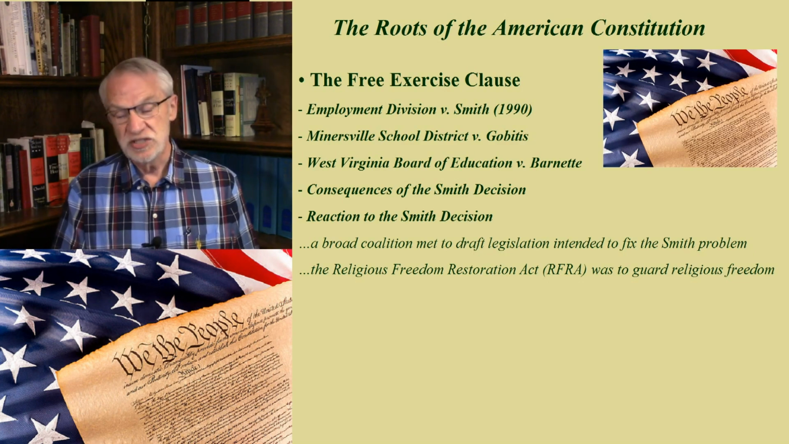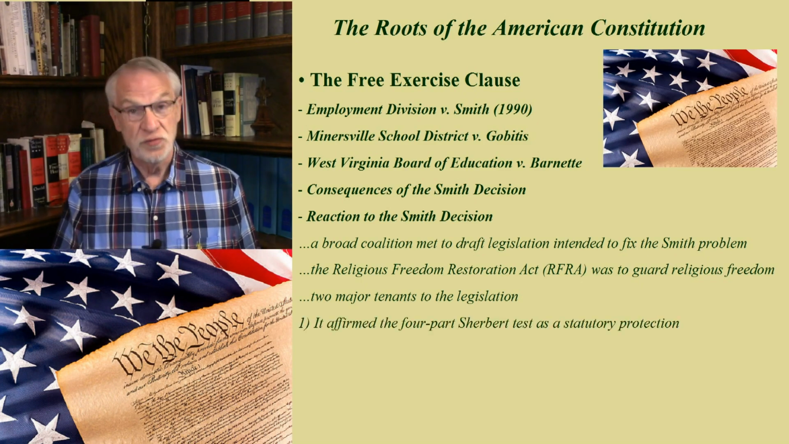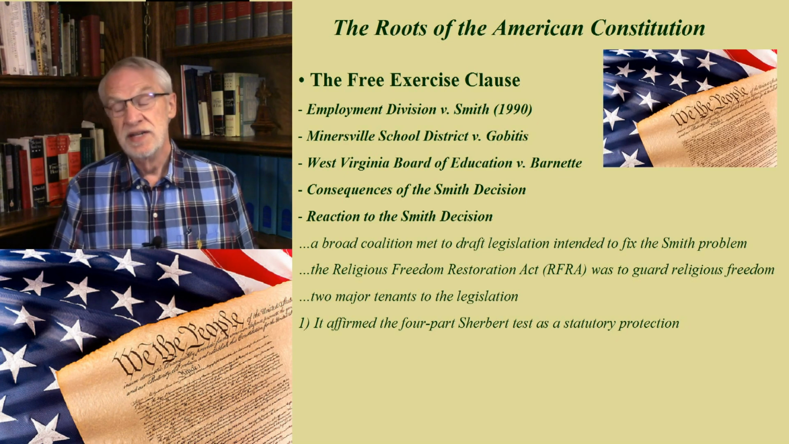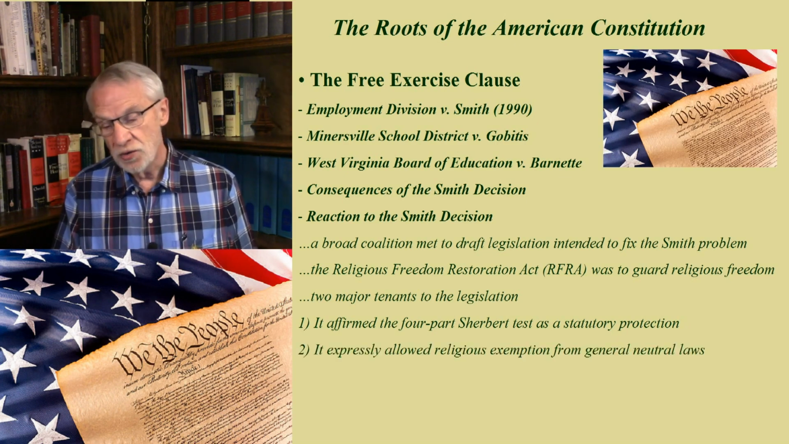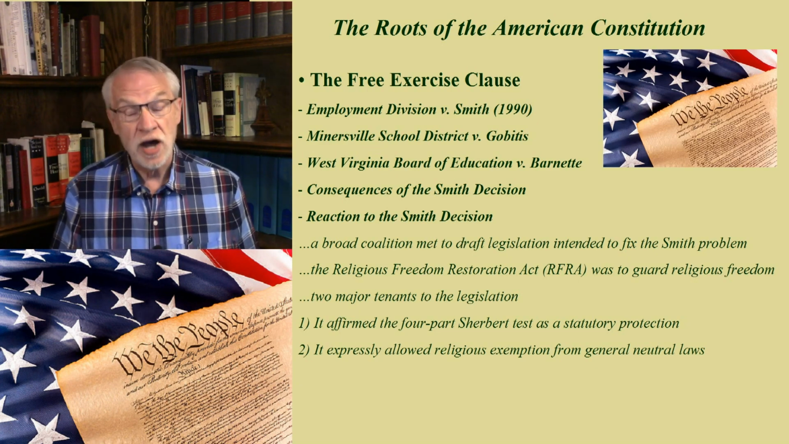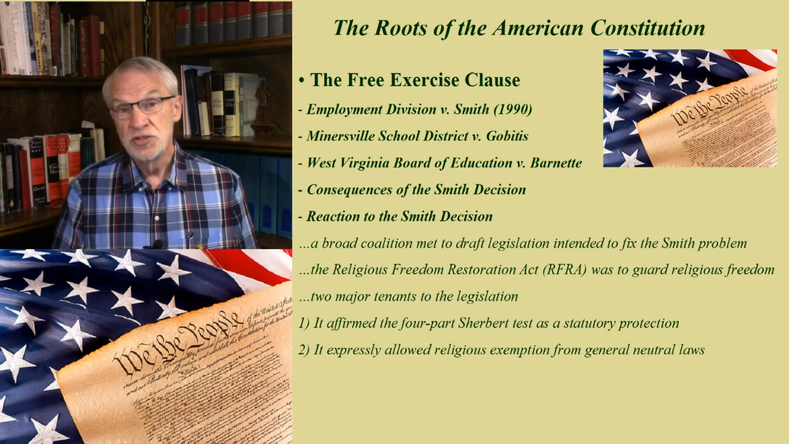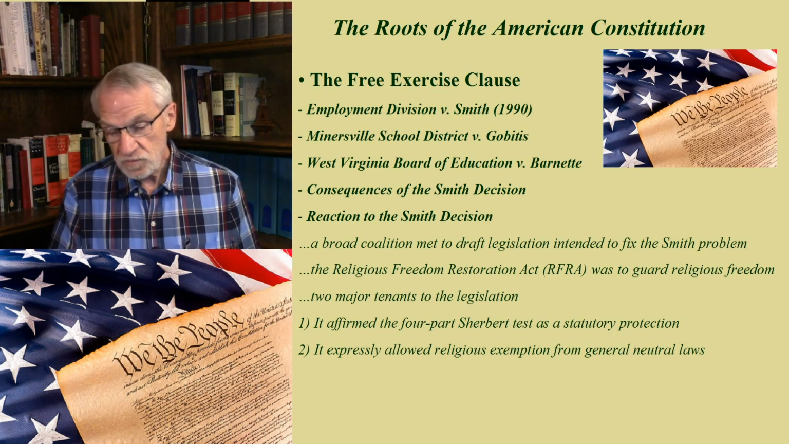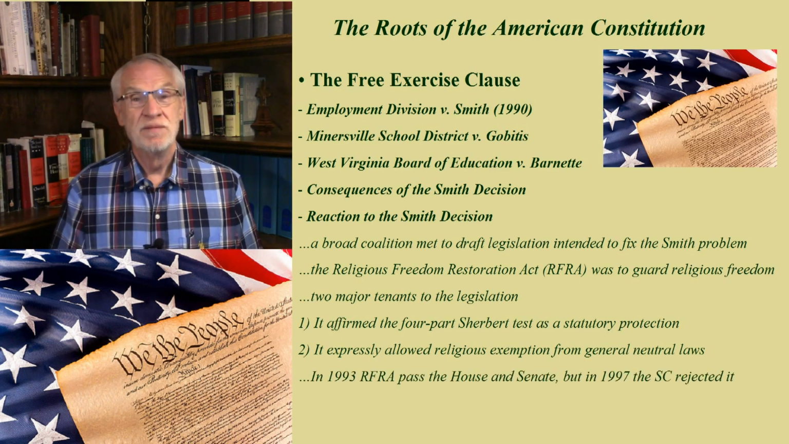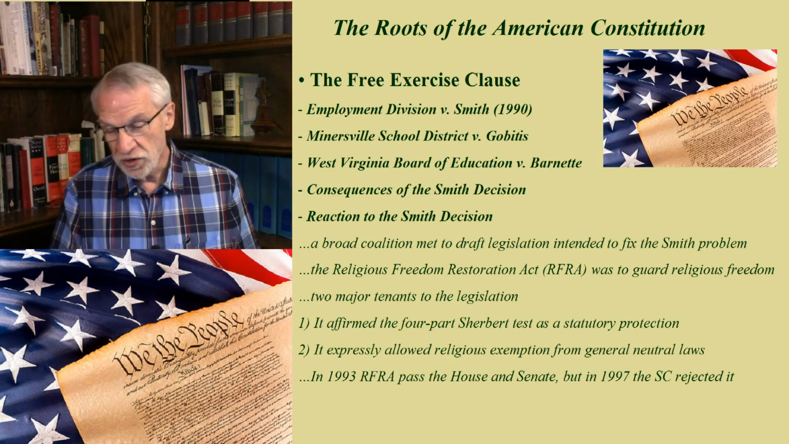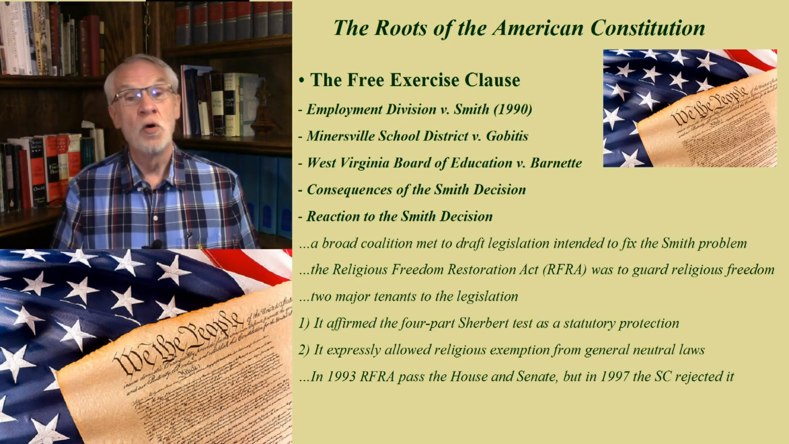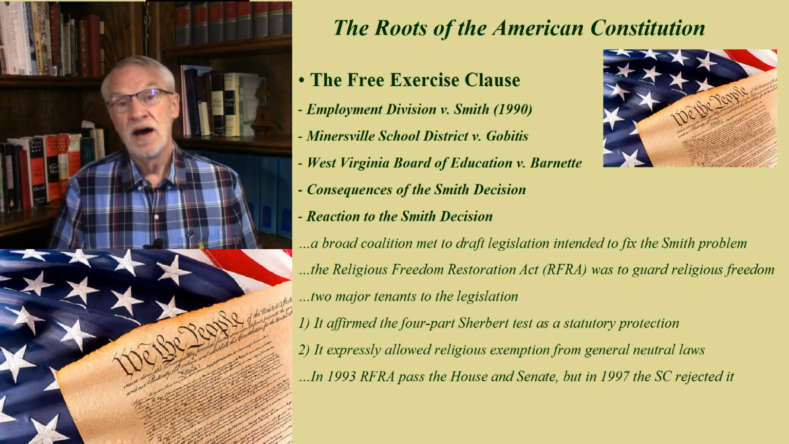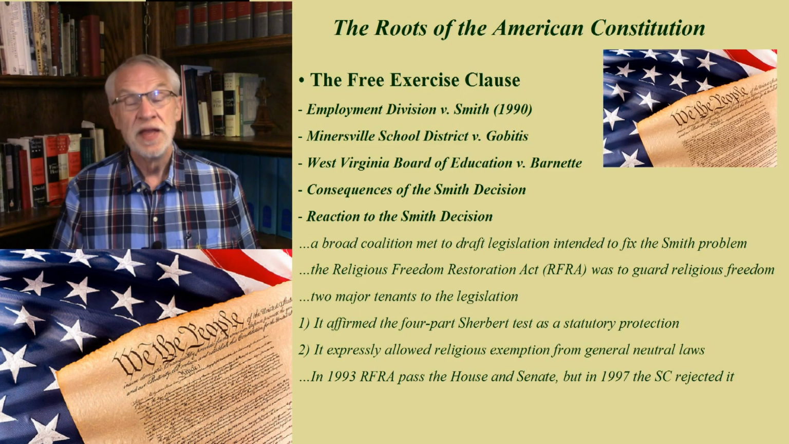The RFRA legislation basically had two fundamental principles. One, it affirmed that the four-part Sherbert test, the compelling state interest test, must be applied, and it also expressly allowed for religious exemption from neutral laws of general applicability. So it's really trying to undo what had taken place with respect to the Smith case in 1990. In 1993, you might remember this, RFRA was passed by both the House and the Senate by a respectable majority in each. But in 1997, the Supreme Court overruled or basically rejected RFRA and said the reason was because Congress was now introducing its interpretation of the Constitution instead of the interpretation that had been applied by the Supreme Court of the United States.